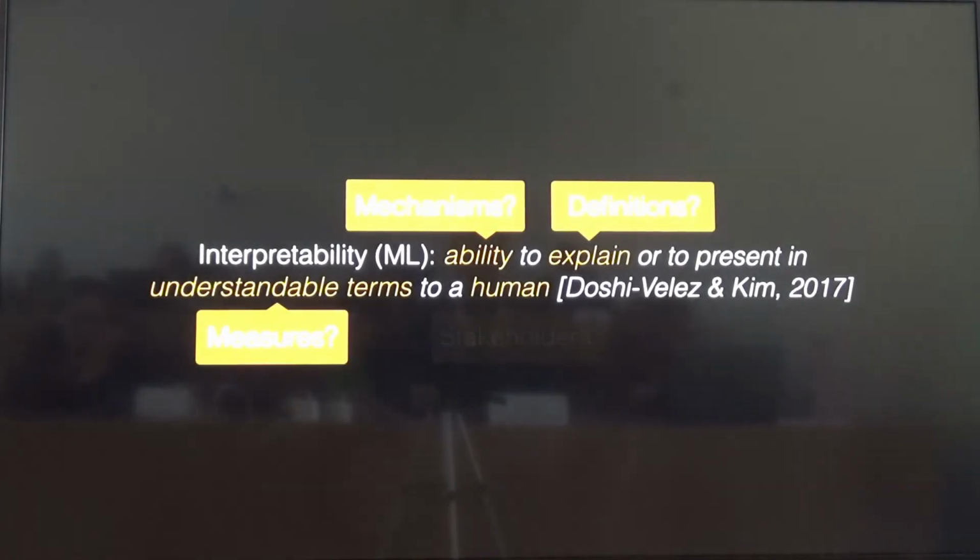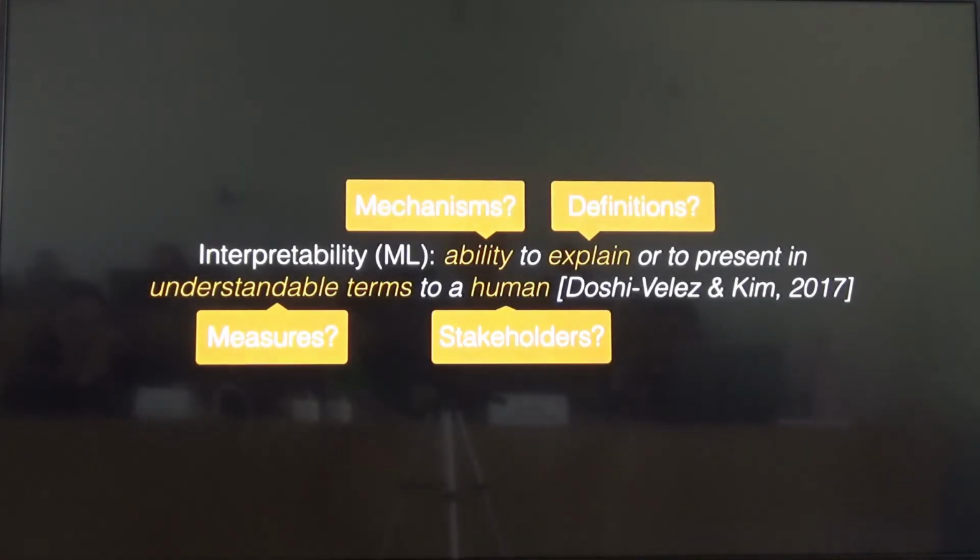So, not such a surprise that the ability should be through a mechanism. Before, when we were talking about fairness, we had a whole section on mechanisms. To explain, explanation is actually the definition, right? It's actually what we need. What is a good explanation is actually the measure, which is understandable terms, and the human is the stakeholder to whom we are giving the explanation, who needs to understand that explanation.